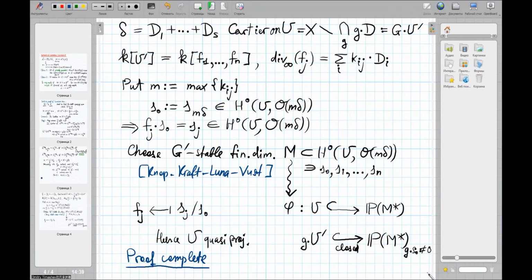Yes, it's closed. So the openness of U in its closure is derived from this? Yes, exactly. Because locally it is just a closed embedding. Then globally it is a locally closed embedding, which means that the image is open in its closure.